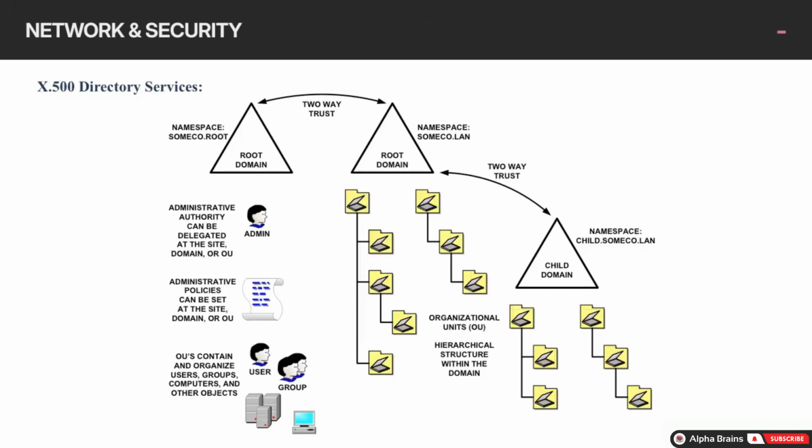And the trusts in this environment, by default in implementation, are also associative. In other words, the child domain has a trust relationship with the root domain. The root domain has a trust relationship with the sumco.root domain. And as a result, there is trust between sumco.root and child.sumco.lan. So it's transitive in addition to being the two-way trust that we described.